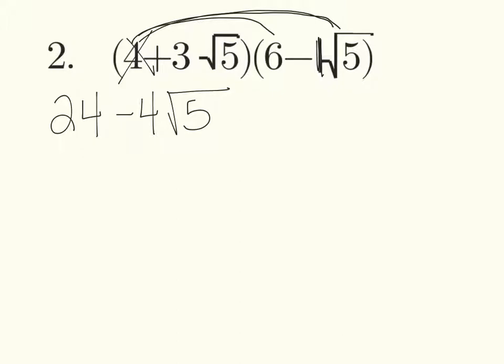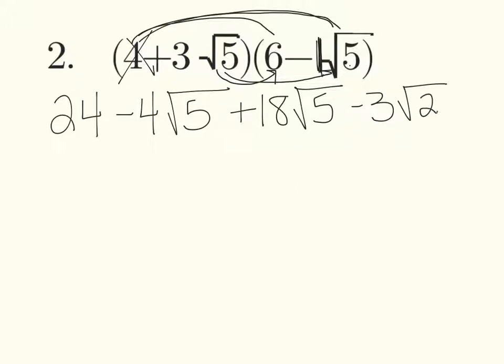Okay. Now I'm going to take 3 square root of 5 times 6. Now the 6 is outside, so it gets multiplied by the 3, which is 18. And then I have a square root of 5. Now I'm going to take 3 square root of 5 times negative 1 square root of 5. So 3 times negative 1 is negative 3. And then square root of 5 times square root of 5 is square root of 25.